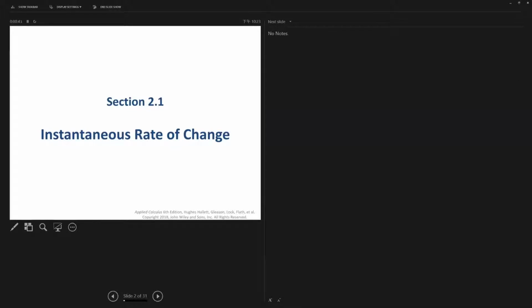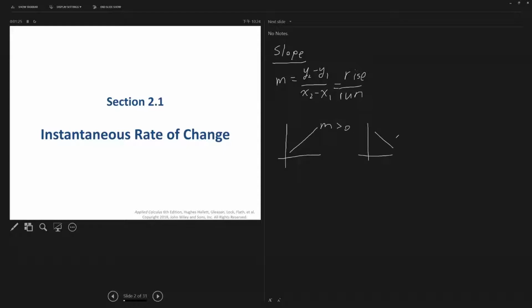Now, before we get started with the slides, I just want to give you a quick review slash introduction. So first, we know how slope works, right? Slope, or the letter m, is given by y2 minus y1 over x2 minus x1, or rise over run, as we know it. Slope measures how steep a line is. For example, if it's going up, it's positive. If it's going down, then slope is negative. And if you're looking at a flat line, then the slope is 0.